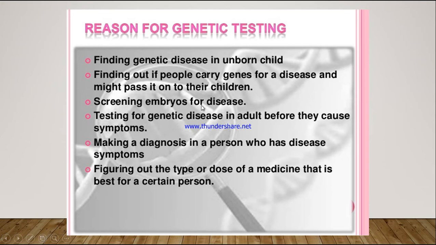This can be done in the family members, to check if any of the family members are carrying a mutated gene in their body, and they have a big chance of passing it on to the future generation. Next, screening embryos for disease. Next, testing for genetic disease in adults before they cause symptoms. So in asymptomatic patients who have no symptoms, we check whether these adults have a genetic disease condition.